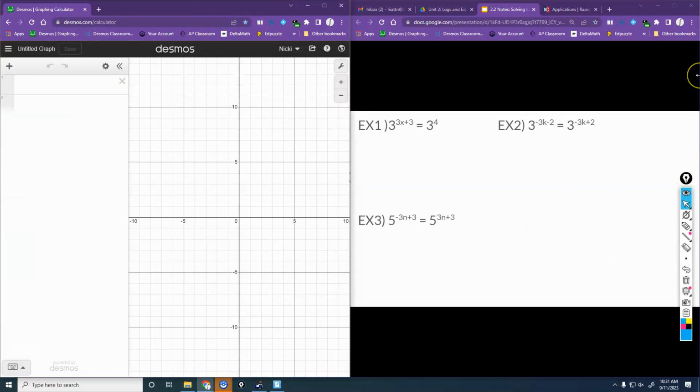All right. So on this next one, I've got basically the same thing happening here. I've got a base of 3. What am I going to have to do to get rid of that base of 3 right there? We're going to do log base 3. And since I've got a base of 3 on both sides, it just cancels like it did on the last problem. So I've got negative 3k minus 2 equals negative 3k plus 2.